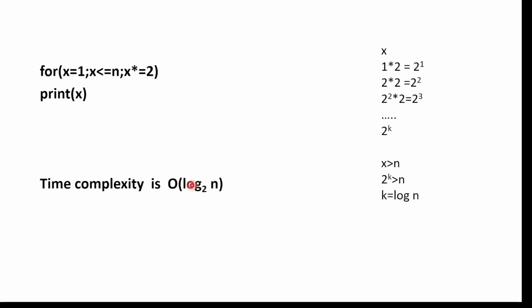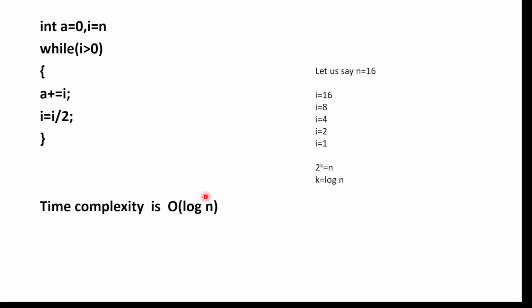Now if x was getting multiplied by 3 every time, the time complexity will be order of log n to the base 3. Hope you understood this.